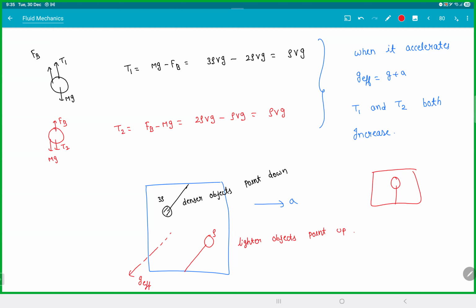Right? Basically same logic. See, if you accelerate forward, then G effective will be this way. Since the helium balloon is lighter, it will point like this. It will go front. Clear with this? The helium balloon will go ahead.